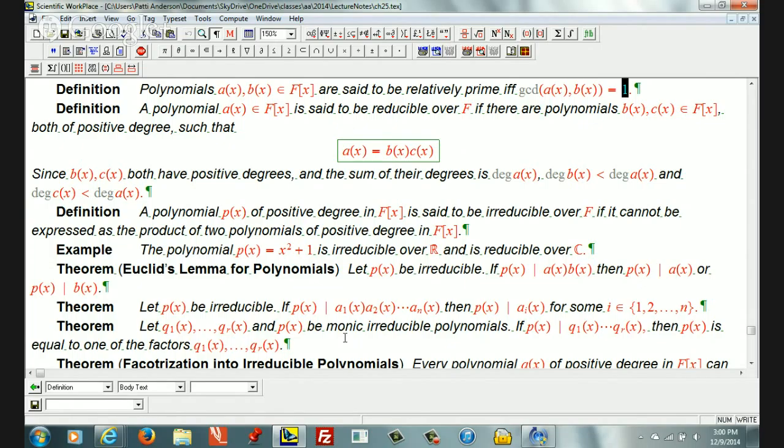There's only a unique polynomial there. You're saying that p of x is equal to q sub 1 of x, or q sub i for some i. It's one of them, but that's just because we assumed monic and irreducible.